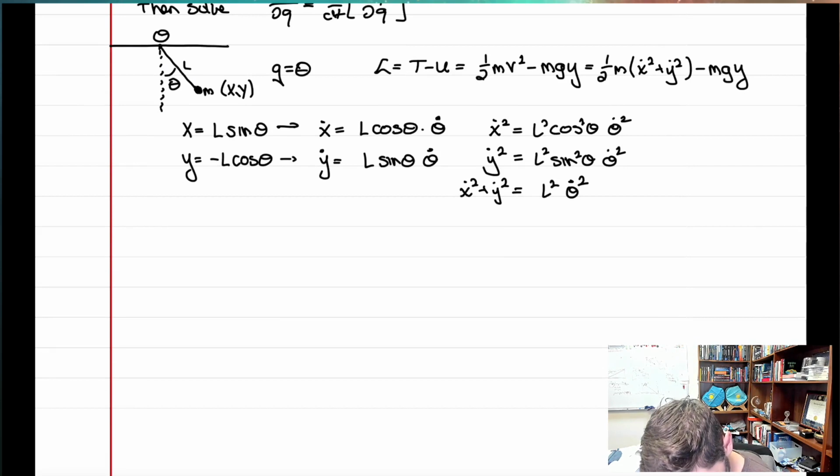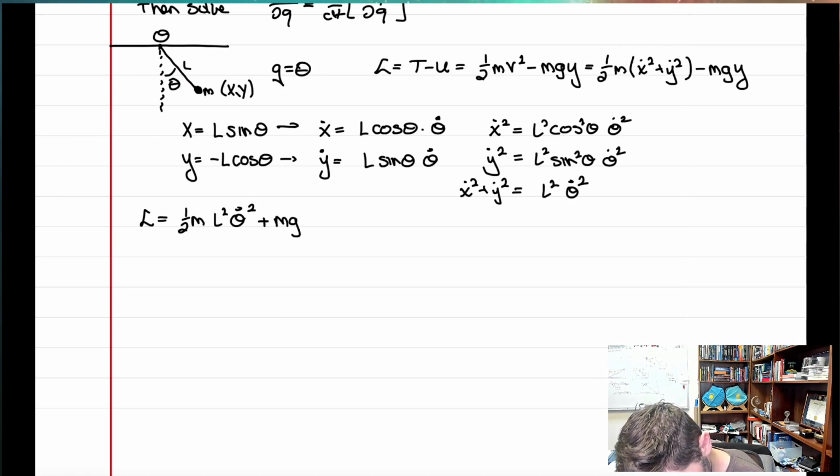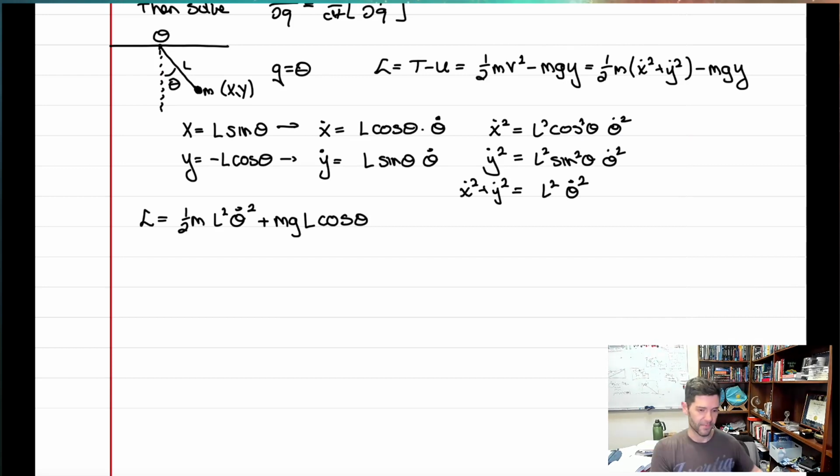So now it looks like the Lagrangian is what? It looks like it's 1/2 m L squared theta dot squared minus, well, I guess now plus mgL cosine theta, because y is negative L cosine theta. So that's why it becomes a plus for the Lagrangian, because there's two minuses there. Now I've written the entire Lagrangian in terms of my one coordinate theta.